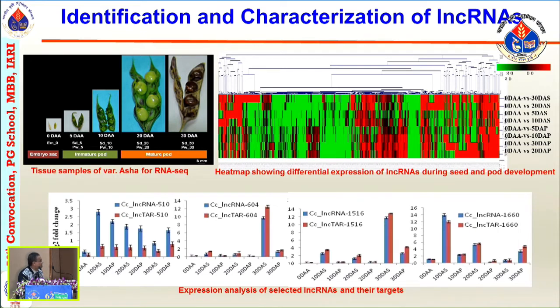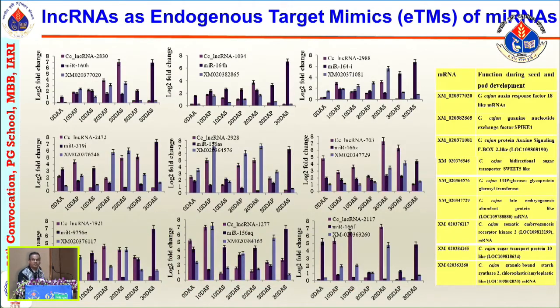Based on the differential expression of these lncRNAs, it was observed that about 1100 lncRNAs are showing differential expression. Then she analyzed the relative expression of a few selected lncRNAs and their target mRNAs. Her study revealed that this particular regulatory class of RNA could regulate the target mRNAs involved in seed and pod development in pigeon pea by operating as endogenous target mimics of another regulatory class of RNA called miRNA.